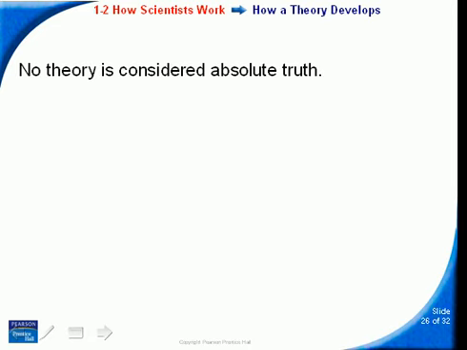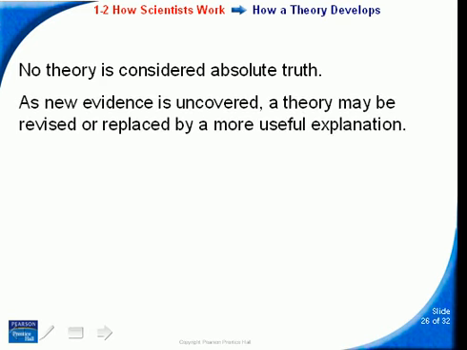One other thing to remember is no theory is considered absolute truth. As time has gone on, we've refined many theories. There's a theory of how the universe started. The theory of evolution has been refined. There are many theories that have changed, because as you find new evidence, you can revise it or even replace it. I think a lot of them are refined, meaning made more accurate.